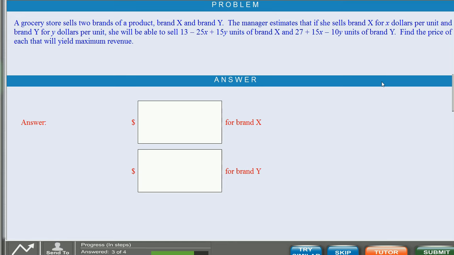Okay, a grocery store sells two brands of a product, brand X and brand Y. The manager estimates that she sells brand X for X dollars per unit and brand Y for Y dollars per unit. She'll be able to sell 13 minus 25X plus 15Y units of brand X and 27 plus 15X minus 10Y units of brand Y. Find the price of each that will maximize revenue. So we don't have a revenue function, but they want us to maximize revenue. So we've got to come up with a revenue function.